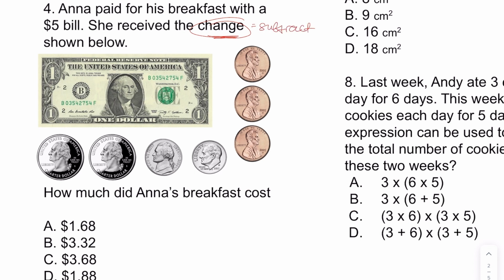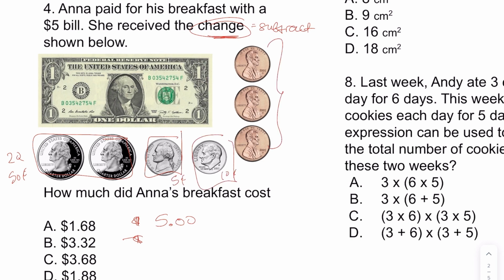So when you subtract, you have to subtract from $5 how much money we have. And in this case, we have $1. We have 50 cents, because these are two quarters. 5 cents, 10 cents, and these would be 3 cents. So when you add up all the coins, you have 50 plus 10, 5, and 3, which means 68 cents plus $1.